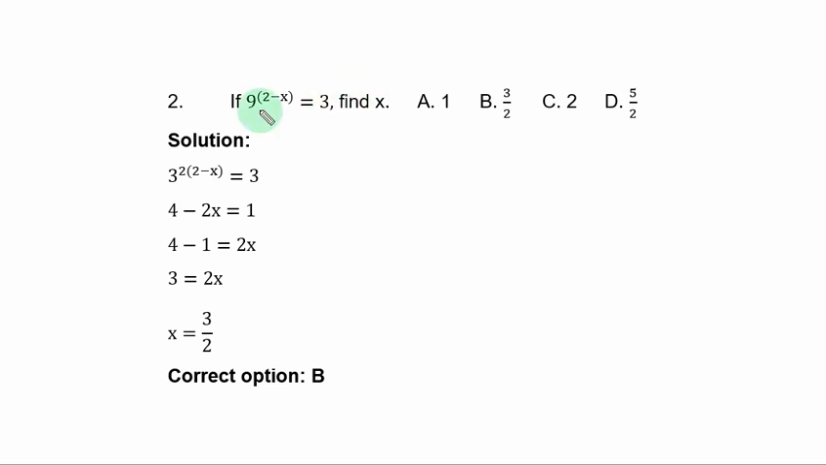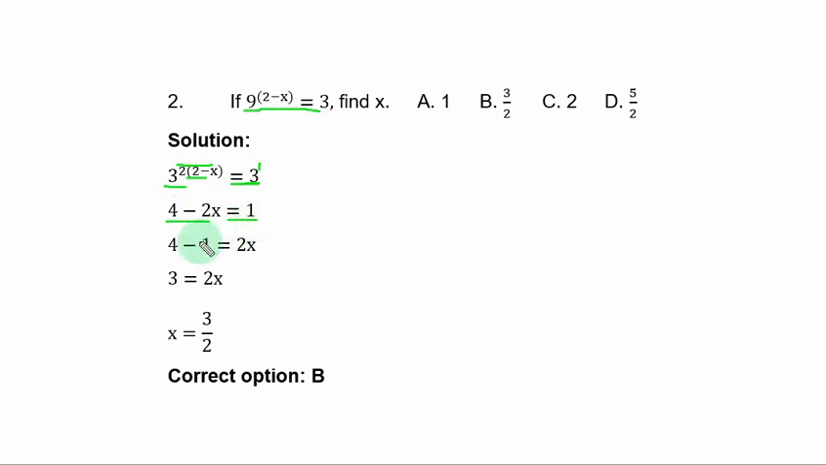Question 2. If 9 to the power of 2 minus s is equal to 3, find s. Solution. We have two bases, 9 and 3, and the simplest base is 3. You express 9 in base 3 as 3 squared times the existing power equal to 3. The way this 3 is standing, the power is 1. If you equate the bases, you have this remaining, and that is 4 minus 2s. If you expand the bracket, equal to 1.